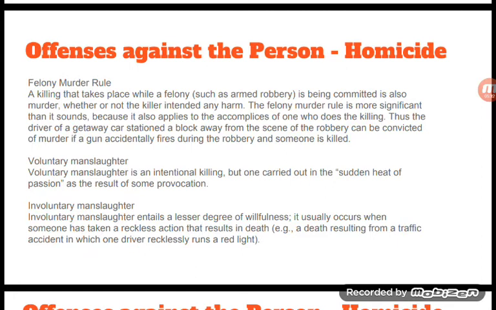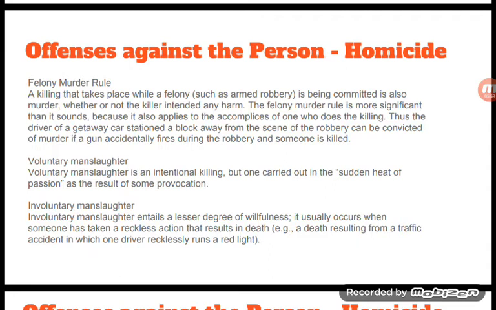The felony murder rule. This is a consequence of an armed robbery. In an armed robbery, where there's multiple individuals taking part in the armed robbery, if one of them kills another person, then they're all going to be tried under the malice aforethought for that murder.